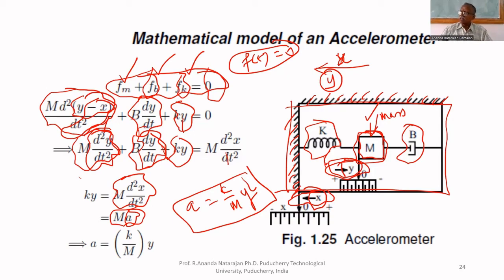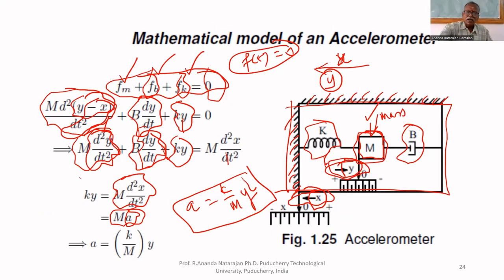Similarly, dy by dt is also a function of y. Y is a function of acceleration. There is no change in acceleration. That's why dy by dt is also 0. So for a constant acceleration, the equation can be reduced to ky equal to m d square x by dt square. But d square x by dt square is acceleration. We can replace d square x by dt square as acceleration. Therefore, ky equal to ma or a equal to k by m multiplied by y. That's all. This is for constant acceleration.